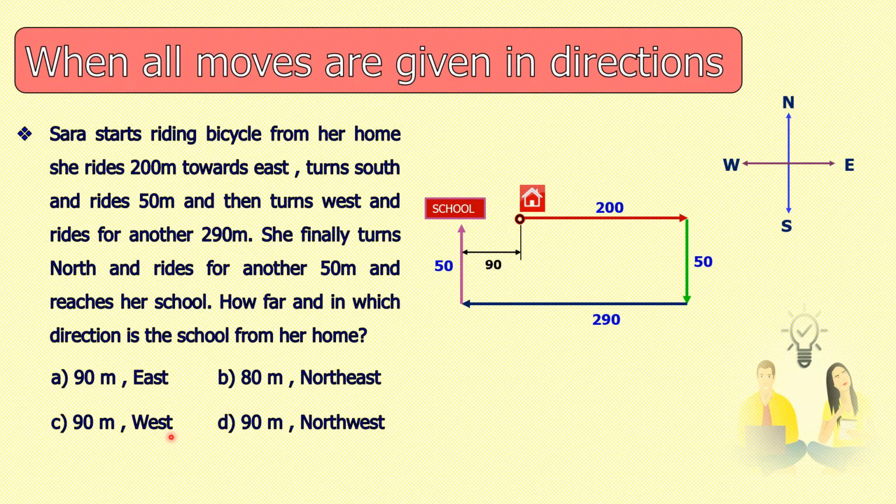But still we will calculate the distance. Distance will be 290 minus 200, which is 90 meters. Because this is like a rectangle, she took all turns at right angles, and this length is equal to this length, so we get a rectangle here, and this total will be 290, and distance of school from home will be 290 minus 200.